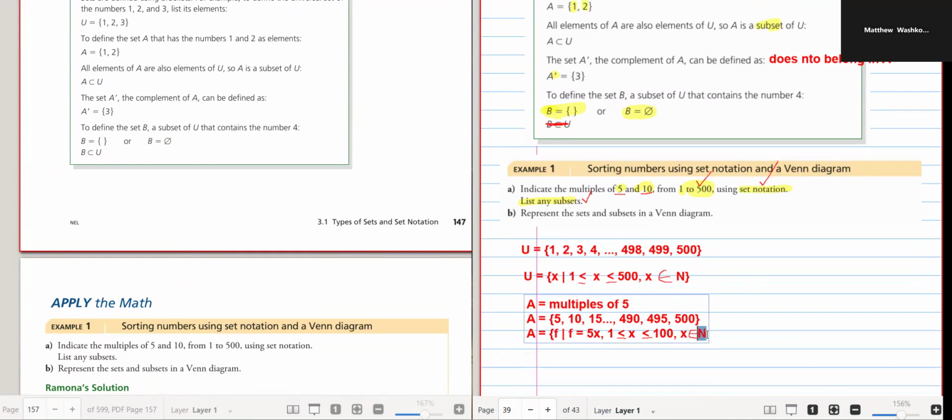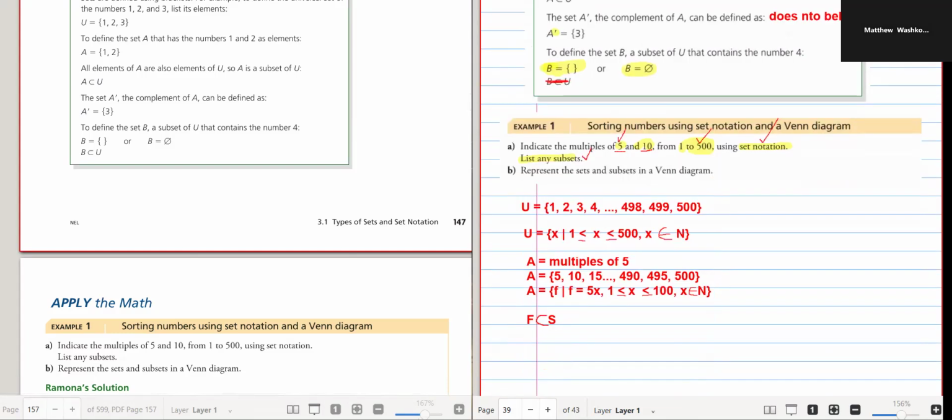Okay, so again, how do you read this? To find F, to find a multiple of 5, because that's why I put F there. To find a multiple of 5, I take any number between 1 and 100 and I times it by 5, as long as that number is a member of a regular natural number. Okay? So, which means F is a subset of S.